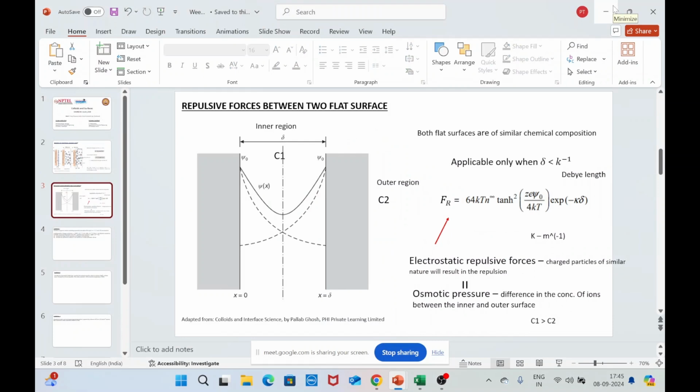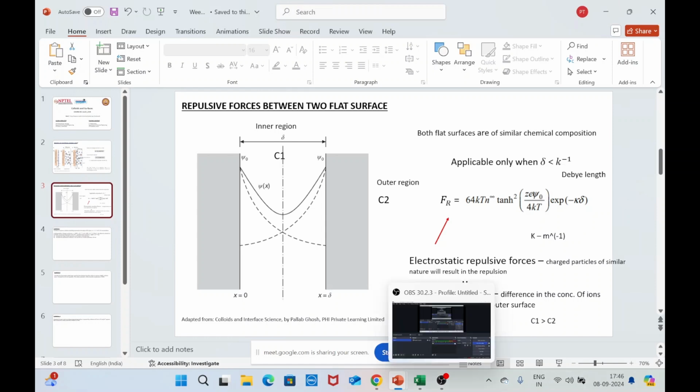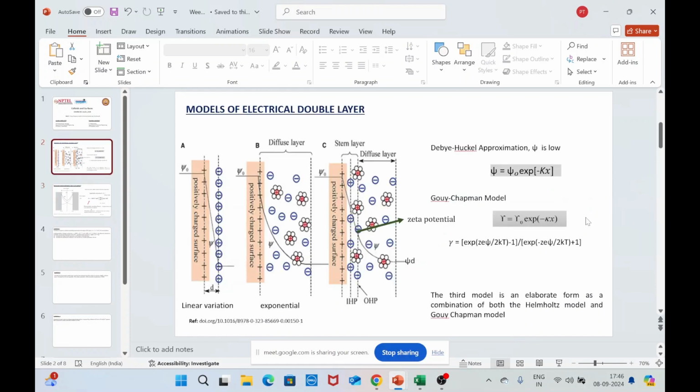N infinity is the concentration of the ions at an infinite distance from the surface, or you can call that the bulk concentration of the electrolyte ions. So please try to remember these expressions, because you will be solving problems and there you will be requiring this times tanh square of Ze psi naught by 4kT into e power minus kappa times delta. So here, for a simplification, I have done this.